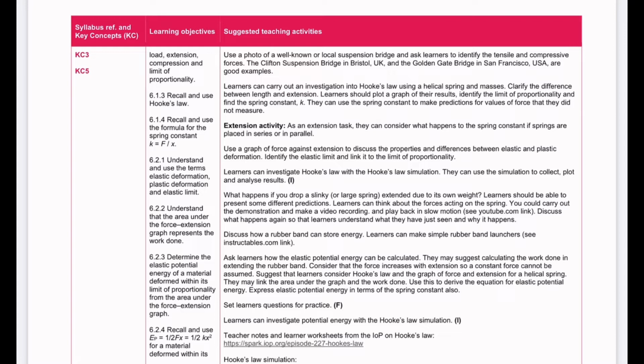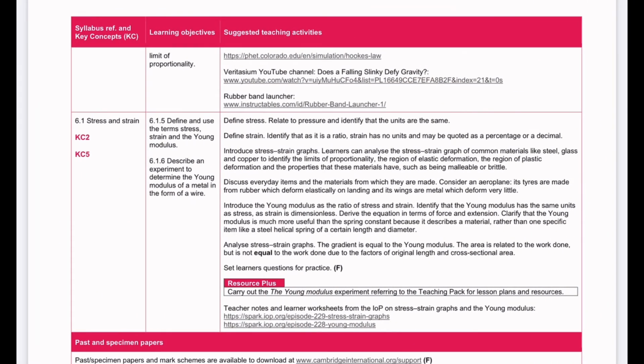6.2.3 Determine the elastic potential energy of a material deformed within its limit of proportionality from the area under the force extension graph. 6.2.4 Recall and use E is equal to half Fx is equal to half kx squared for a material deformed within its limit of proportionality.